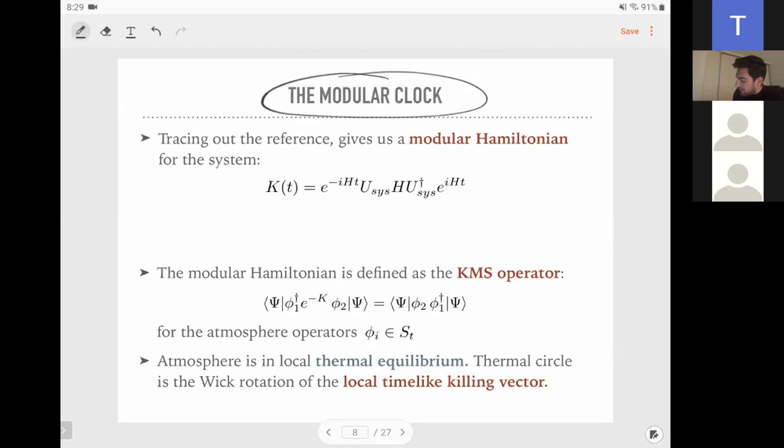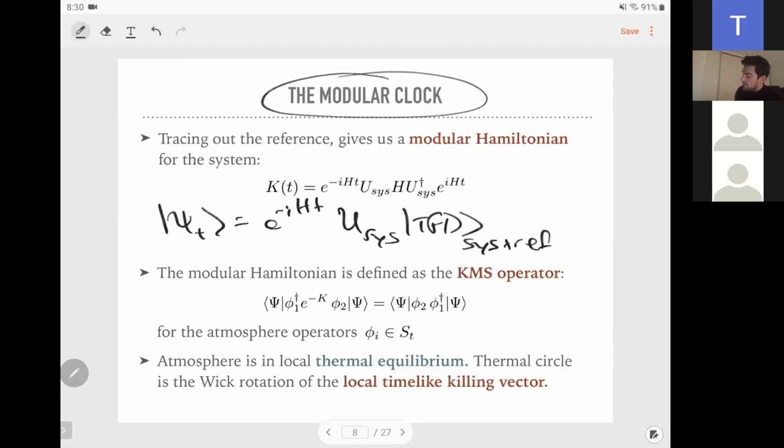The modular Hamiltonian I'm referring to is the following. Remember that we had this state psi of t, which was this time evolution of the unitary acting on the thermofield double between the system and the reference. So now what I want to do is trace out the reference. And because of the entanglement between system and reference, I get a reduced density matrix for the system. The modular Hamiltonian is simply minus the logarithm of this reduced density matrix.